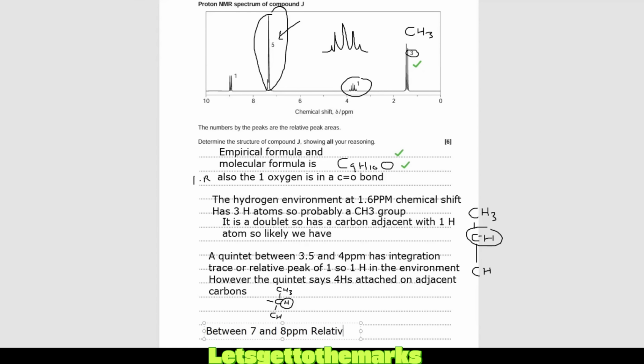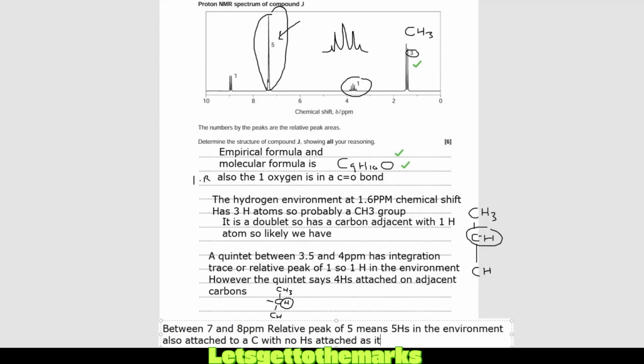Moving on, between 7 and 8 ppm, we have a relative peak area, sometimes called an integration trace, of 5, or a ratio of 5. And due to the fact that we don't need to use a ratio here because we've got 10 total relative peak area, we know that this has 5 hydrogens. So what kind of environment could have 5 hydrogens? Well, if we check out our data sheet between 6 ppm and 8 ppm, you'll find that that is going to be like a benzene ring, an aromatic ring. So that means we're going to have a C6H5. So we've got this kind of benzene ring thing going on here.